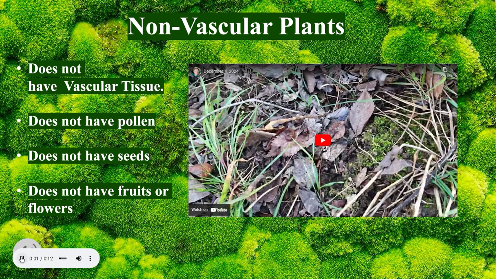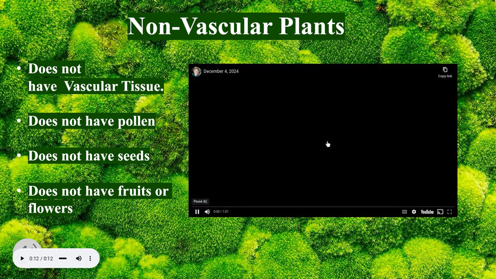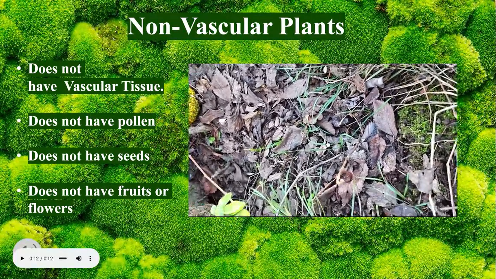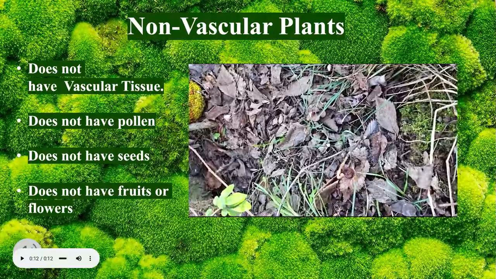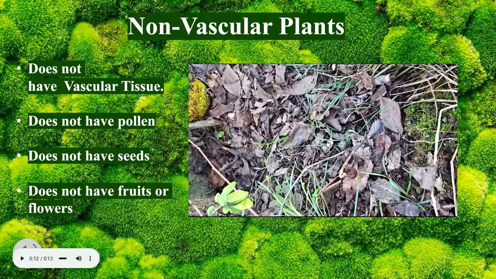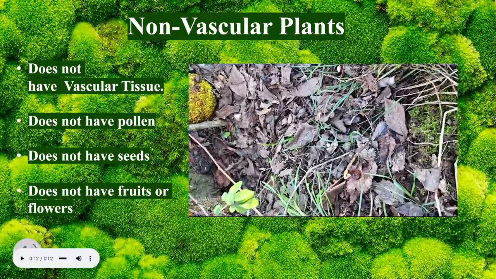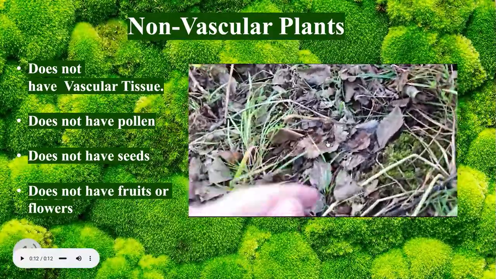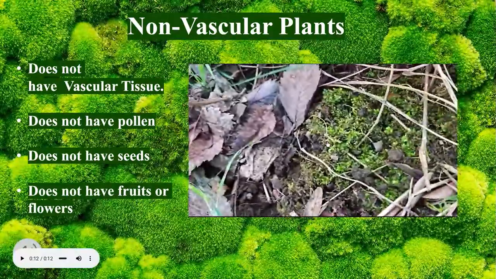Non-vascular plants do not have a vascular tissue. They do not pollinate, they do not have seeds, and they do not have fruits or flowers. These are your mosses, your hornworts, and your liverworts. First, I'm going to start with non-vascular plants. Non-vascular plants have root-like structures, leaf-like structures, but aren't roots and aren't leaves. And an example of this is moss.